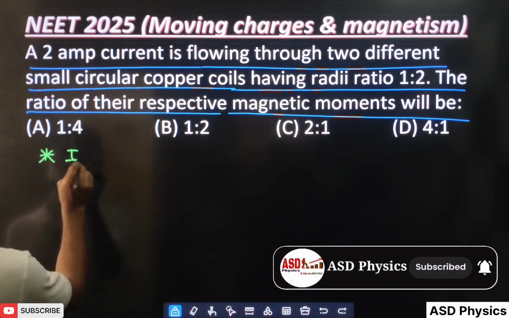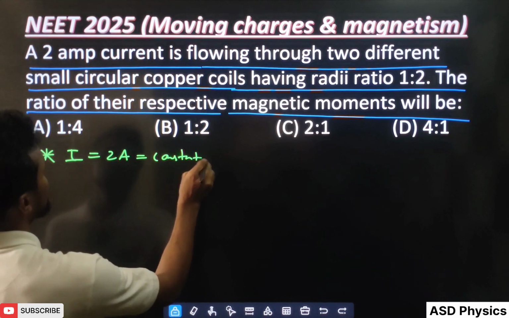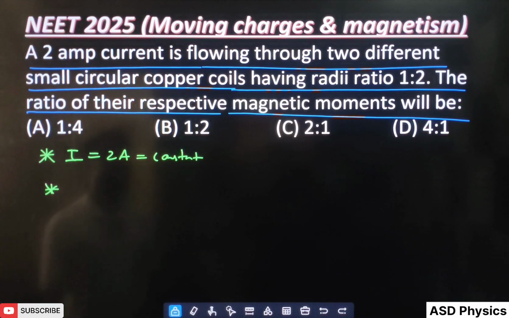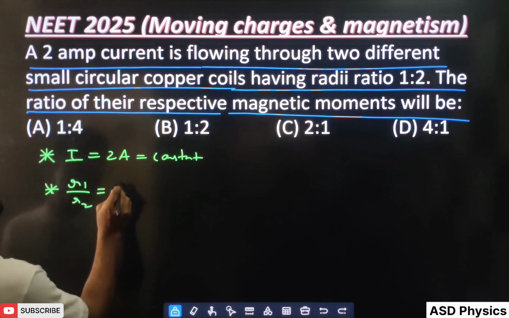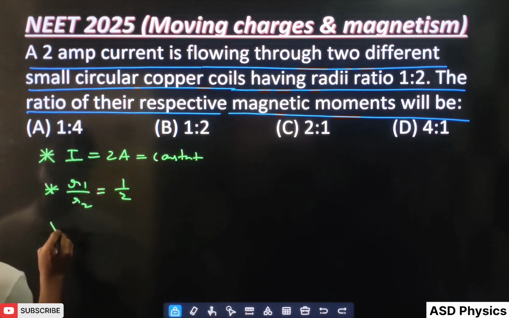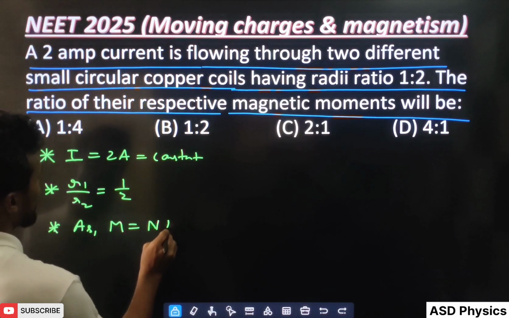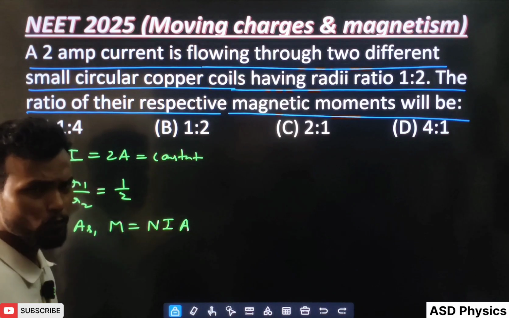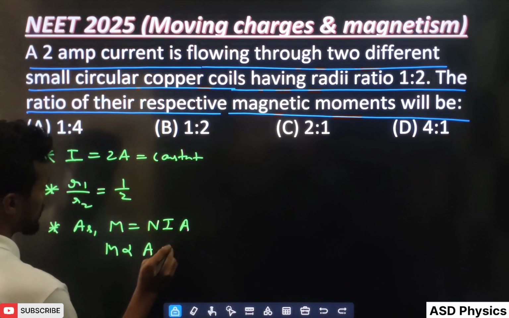Current is the same in both the coils. Current is 2 ampere and that is constant in both the coils. After that, you can see the radii ratio given here, R1 by R2 is 1 by 2. Now remember that the magnetic moment formula is M equal to NIA. Number of turns is 1 and current is constant, so we can say M is directly proportional to A.